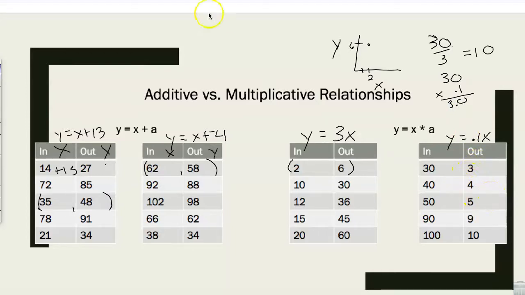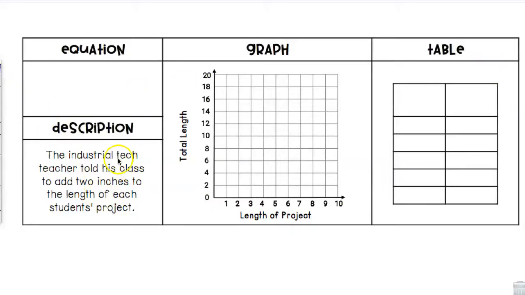So these are just 4 examples of adding a positive, adding a negative, multiplying by a number greater than 1, and multiplying by a number less than 1. Okay, so moving on, let's look at some examples. These are all different ways to describe our relationship. We can use an equation, a description, a graph, or a table. And what I mean by table is an XY table.